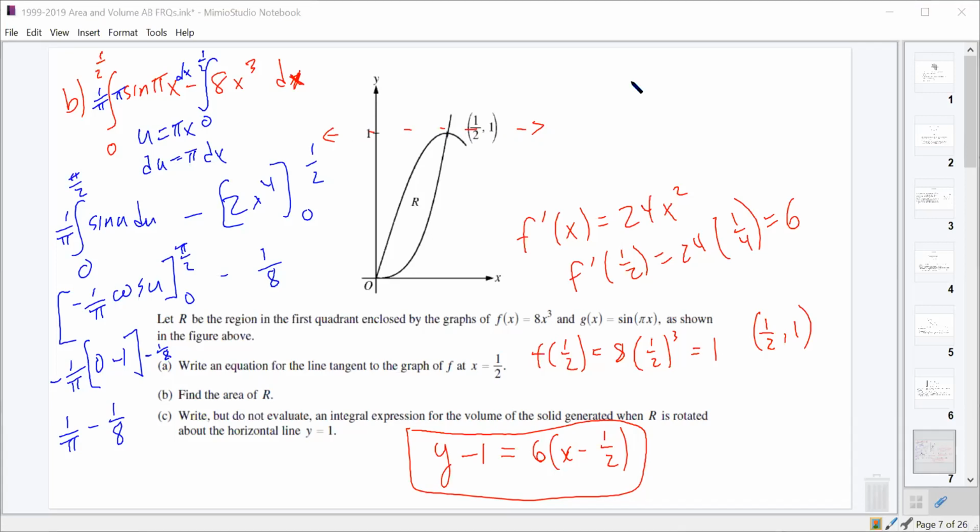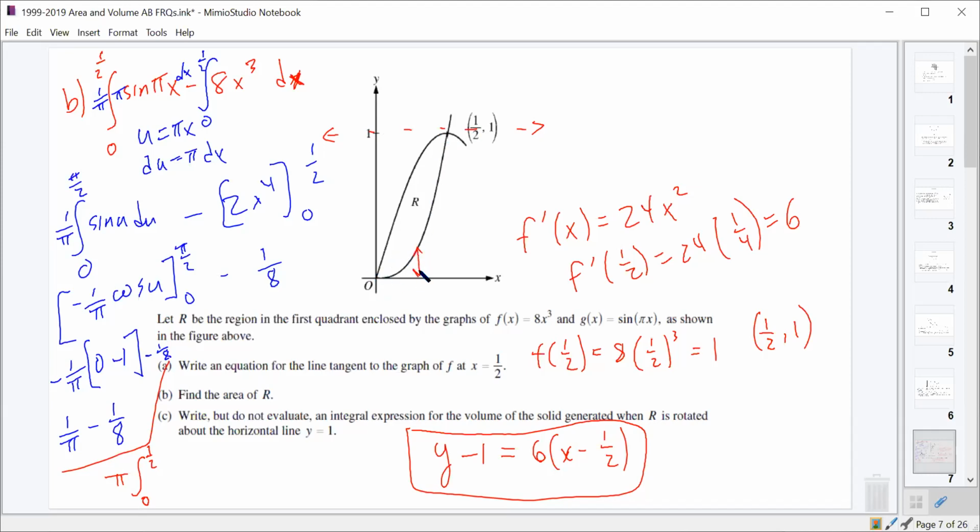And so if we're going to revolve this around the line y equals 1, we need to use washers for this, because the region that we're revolving around that line is not fully pushed up against it. So for part C, it ought to be pi times the integral from 0 to 1/2 of the outer radius. And so the outer radius is from 1 to the lower function.